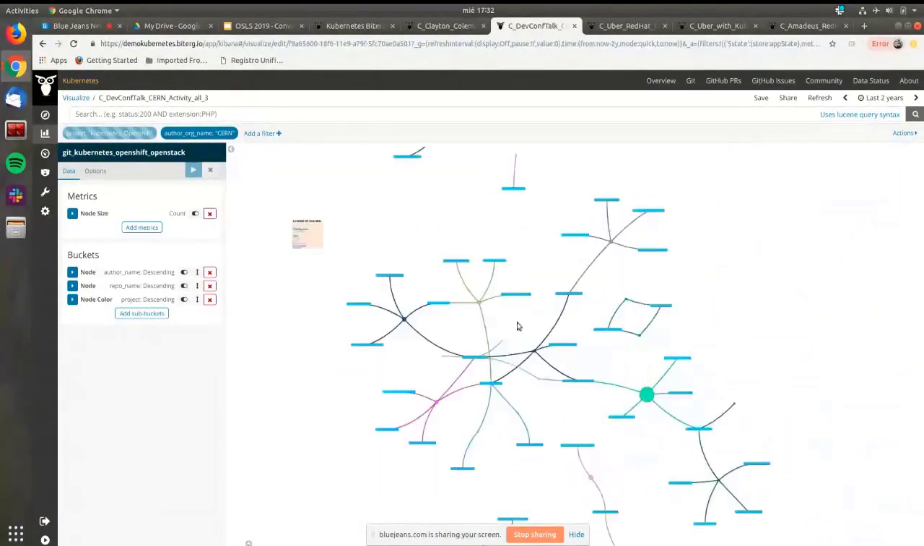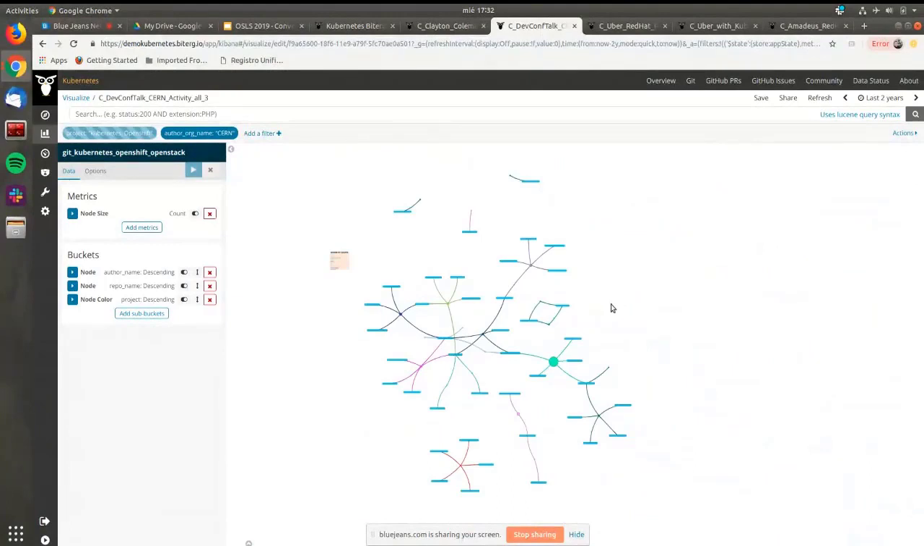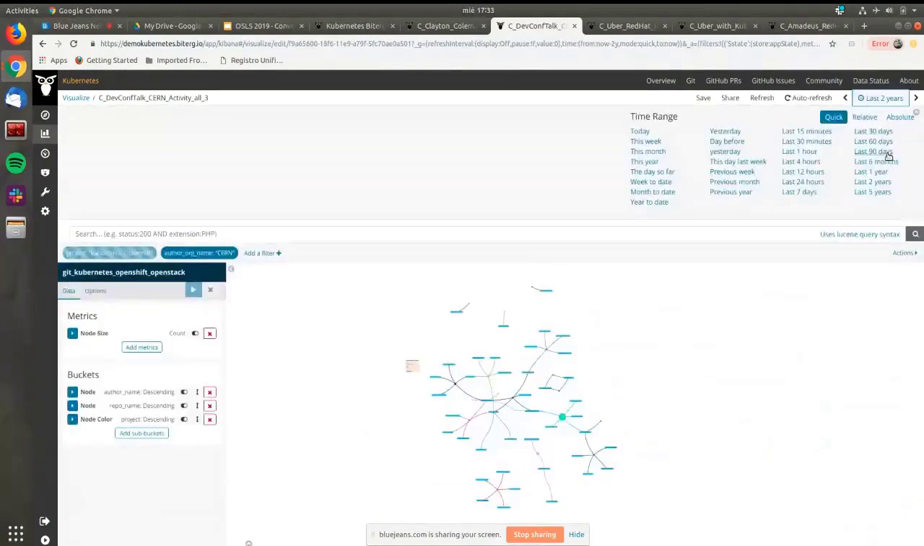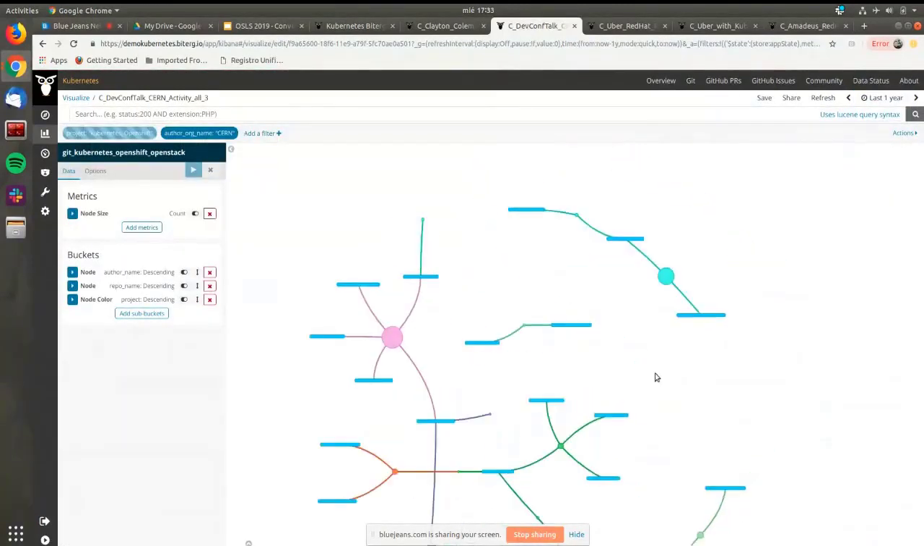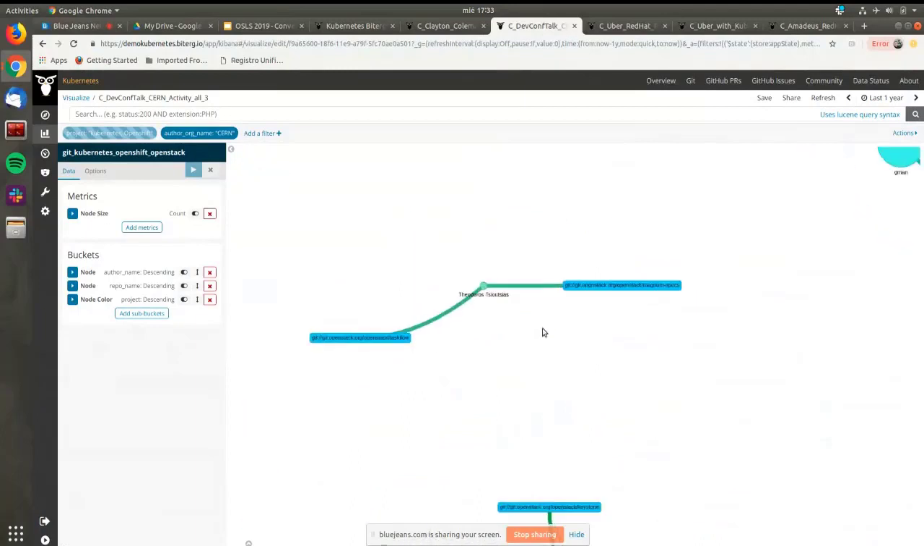Well, this is the main picture of CERN. So these 2 developers here are working on OpenShift. The rest of the activity that you can see, this is OpenStack projects and repositories. So then we can go, instead of going for the last years, we can go for the last year in this case. So then we would be having a look at the last year activity.